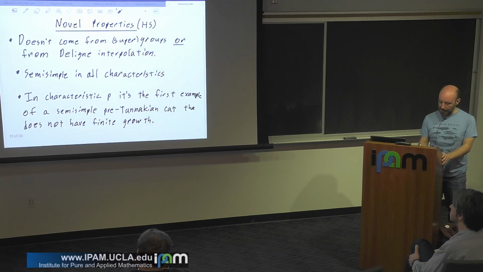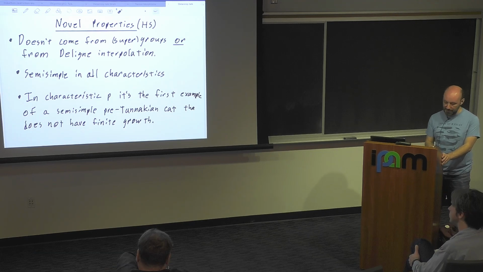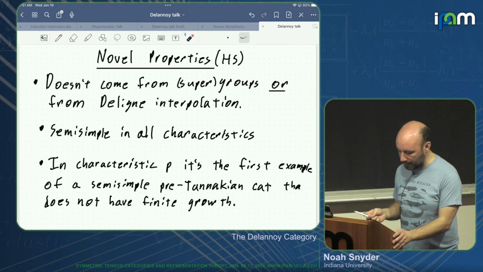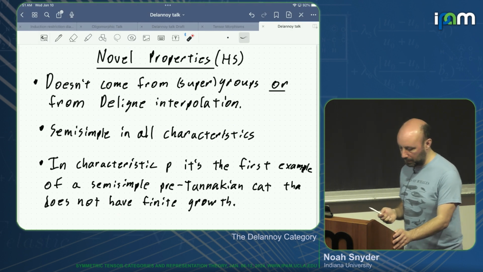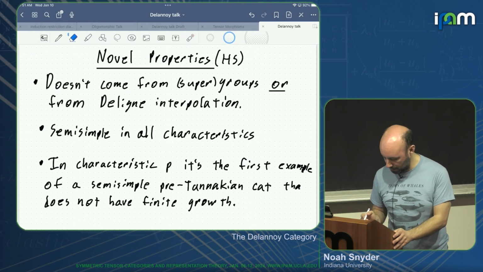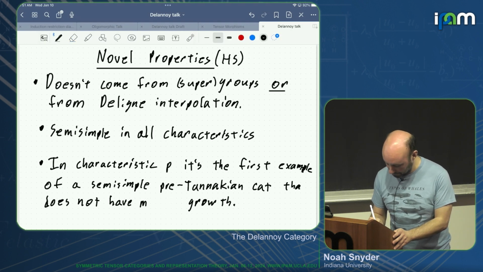Okay, and the novel properties that were already seen in the first paper are that it doesn't come from groups or supergroups or from Deligne interpolation, that it's semi-simple in all characteristics, and in characteristic p, it's the first example of a semi-simple pre-Tannakian category that does not have, finite is the wrong word here. What is the word I'm supposed to say? Exponential. Or moderate. Moderate, there we go, thanks. Great.